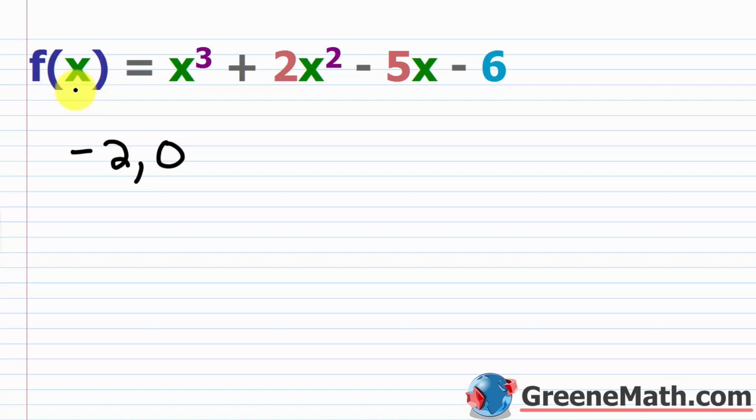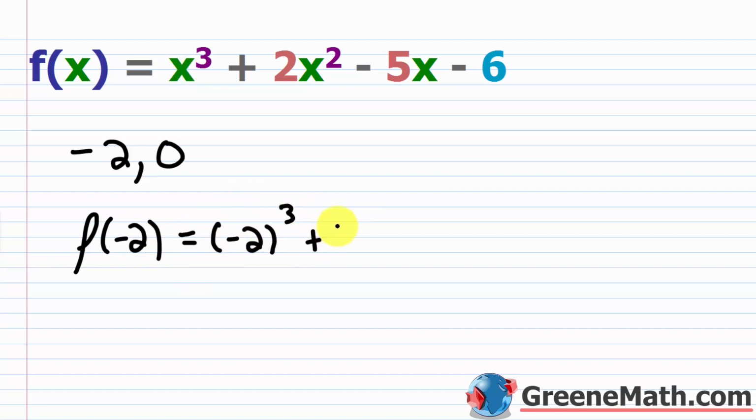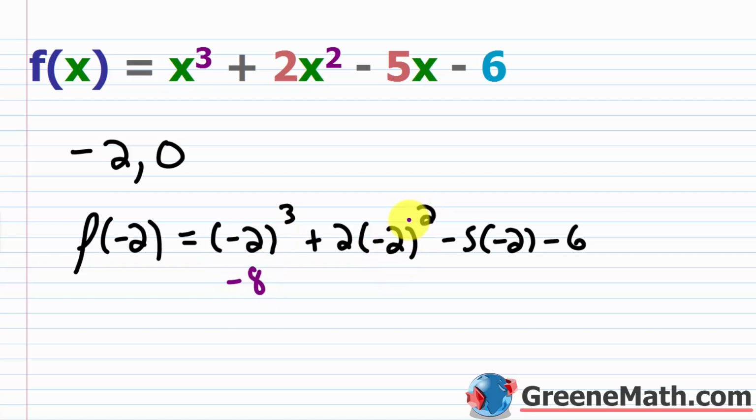Now, to prove this, in this particular case, it's going to work out to where one of these is going to be negative and one is going to be positive. So in other words, f of -2, what will we have? Well, this would be -2 cubed plus 2 times -2 squared, minus 5 times -2, and then minus 6. Okay, so we know -2 cubed is -8. We know that -2 squared is 4. 4 times 2 is 8. -8 plus 8 is 0.